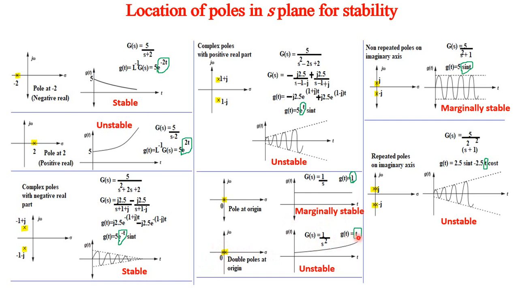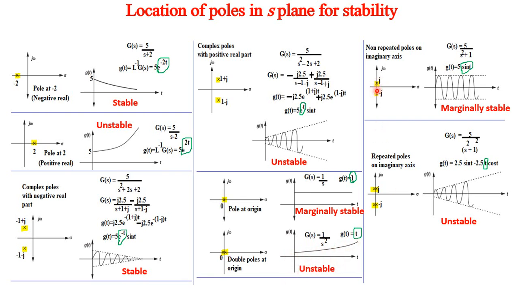So if we find out g of t, it is t. Therefore, it is going to be linear variation of time. That is, it is going to vary with respect to time linearly. So if we find out the integral 0 to infinity g of t dt, it is unbounded. So impulse response is unbounded, system is unstable.